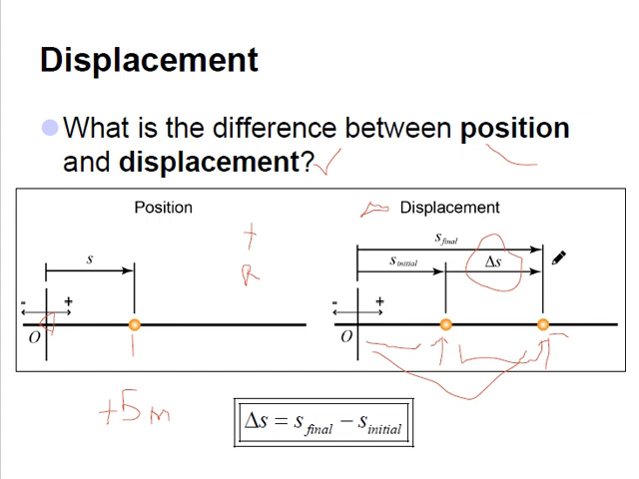So displacement again has direction. See this arrow showing you going to the positive side of your reference point, and a negative displacement means it moved to the other side, here, to the left.